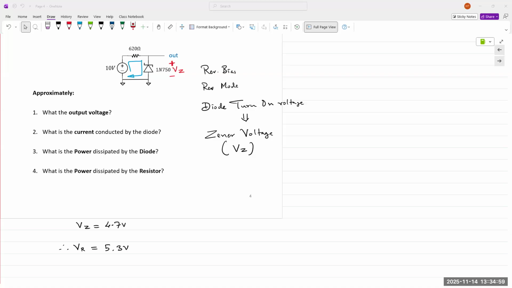Does that make sense to everyone? And that is also what you saw in voltage regulation. Regulating simply means, no matter what happens at the input, you're regulating that input to give a constant output. Hence the term voltage regulation.